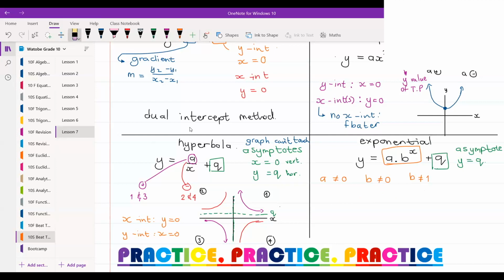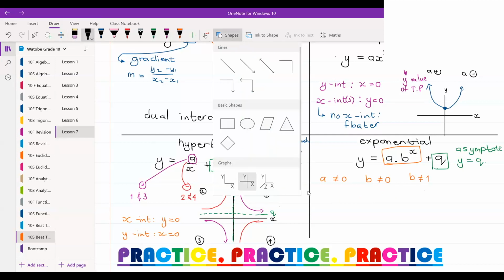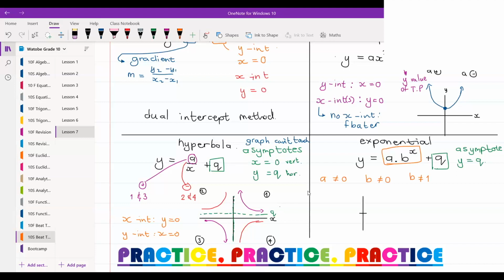All right, so we know that our graph cannot be any of those things, right? So we know that we're going to get 3 different types of graph for an exponential. I'm just going to add them in here quickly. Okay.